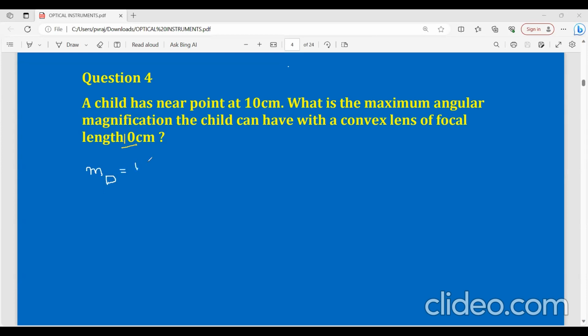Which is the formula then? It is also a simple microscope, because it is a single convex lens. So the formula will be 1 + d/f. That is 1 + d, where d is given as 10 centimeters here, and focal length is also given as 10 centimeters. Then simply the answer will be 2 only, the maximum angular magnification.